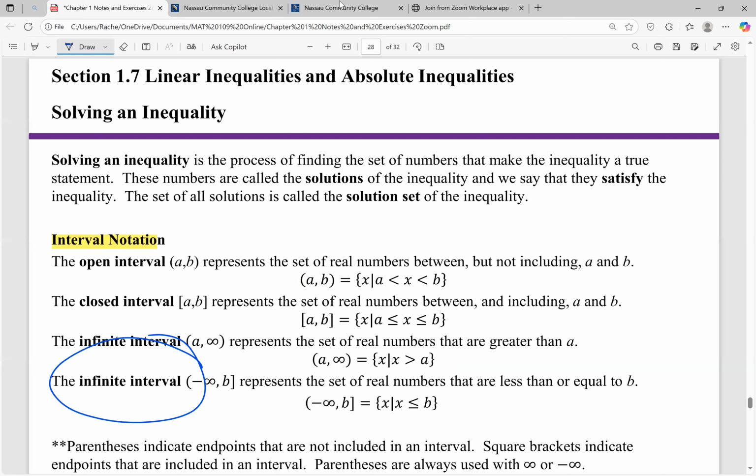The other infinite interval is negative infinity to B. So it's the set of real numbers that are less than or equal to B. So everything from negative infinity to B, including B, if we had this square bracket around it. And if we want to write it in set builder notation, we could write all values of X such that X is less than or equal to B.